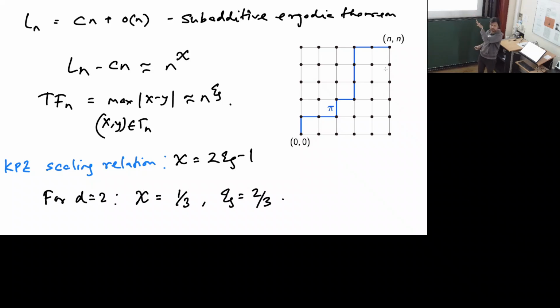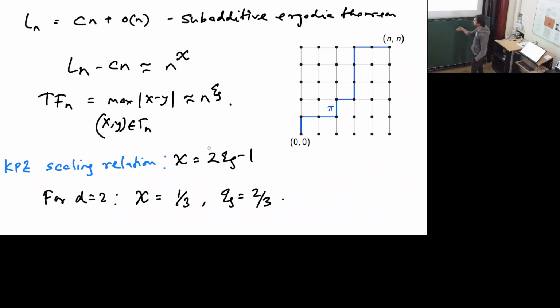But here this is some extremal path which is maximizing the energy. So it's of interest to understand what the exponent driving its fluctuation is. It is expected that there is some KPZ scaling relation which connects the two: the fluctuation exponent for the energy and the exponent for the path. The exponent for the path is usually known as the wandering exponent, and this is the fluctuation exponent. The expected KPZ relation says that the fluctuation exponent is twice the wandering exponent minus 1.